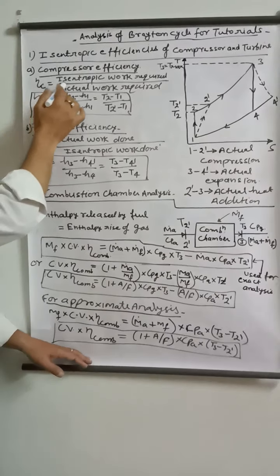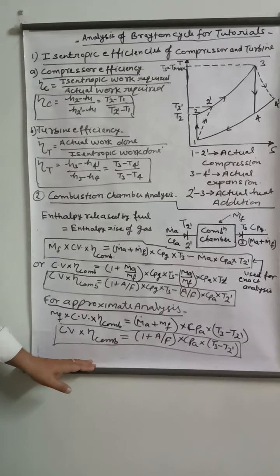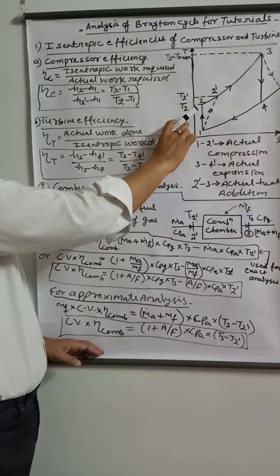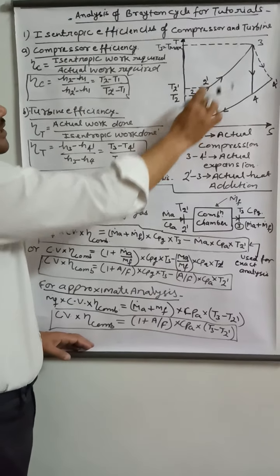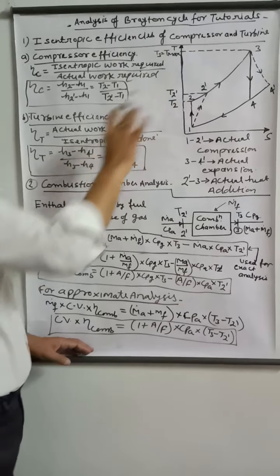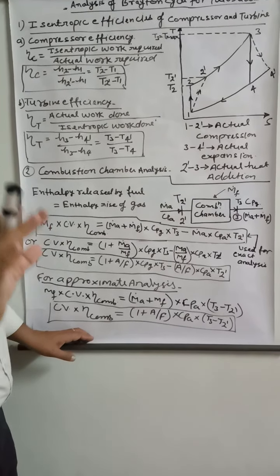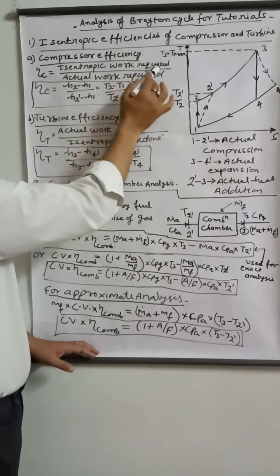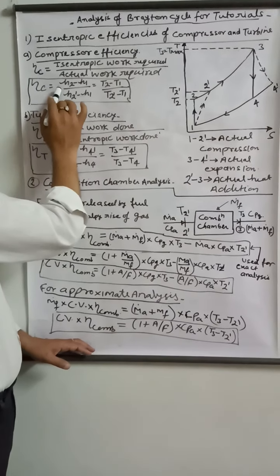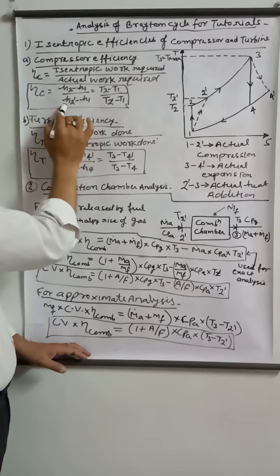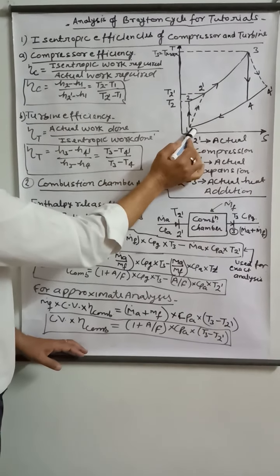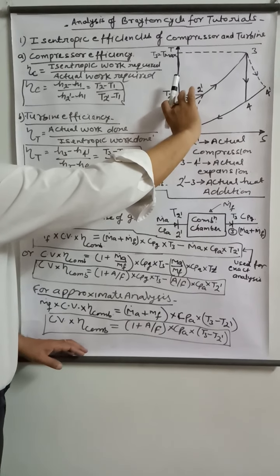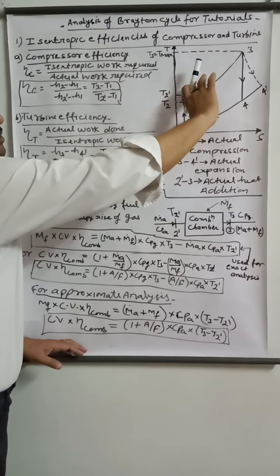Now what is compressor efficiency? Basically the isentropic efficiency. That is what? Isentropic work required upon actual work required. This is the ratio of isentropic work required to the actual work required. So isentropic work required upon actual work required is H2 minus H1 upon H2 dash minus H1. Enthalpy at this point, enthalpy at this point. So this is small H compared to this, right?